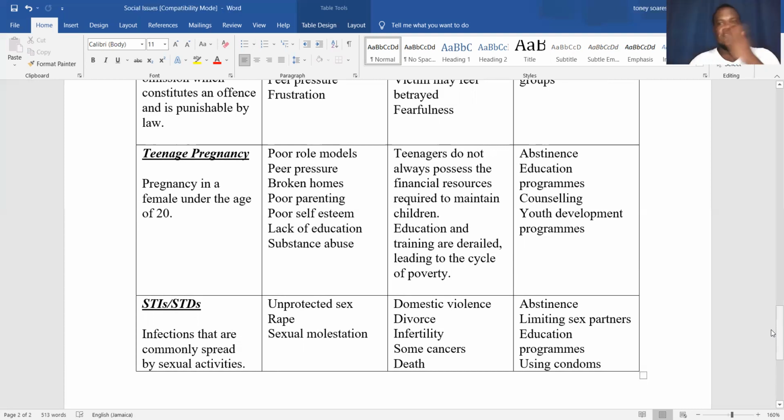Good? Use a condom. Use a condom every time. If you are going to have sex, you are at the age of consent, and you feel you need to have sex, use a condom every time, because a condom is about 98, 99% safe, right? So use a condom every time.